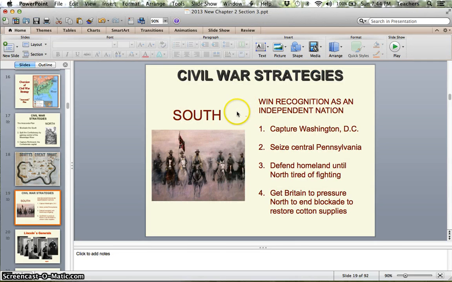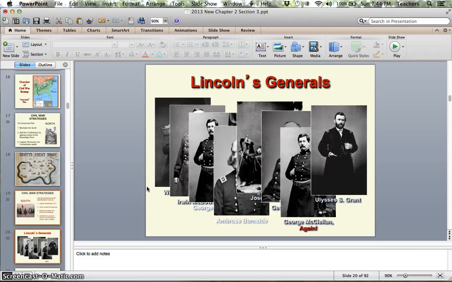In the South, their plan was capture Washington, D.C., seize central Pennsylvania, and defend the homeland until the North got tired of fighting. Again, it was a battle of attrition to just outlast the North. Soon the North will get tired of fighting this war and they'll just give up, and the South will be able to become their own country. They also were hoping that maybe Britain or France would join in on their side.